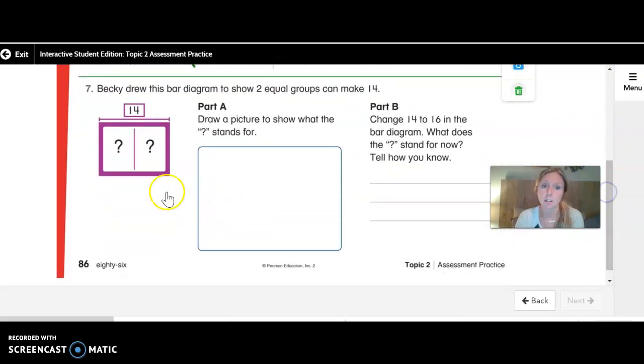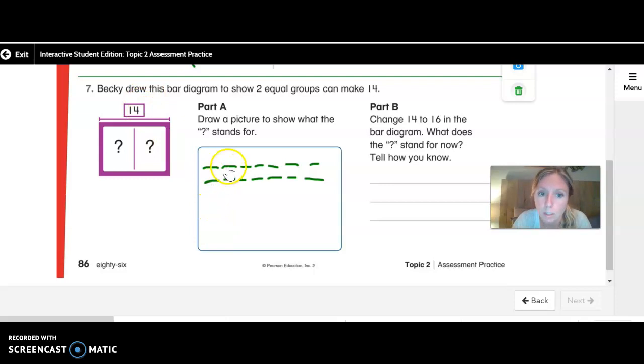Becky drew this bar diagram to show 2 equal groups can make 14. Draw a picture to show what those question marks stand for. Okay, so do we know our doubles? We can go through our doubles nice and quick if you'd like to, or we can draw a picture, okay? So let's think of 2 parts that equal 14. So let's count our way up. We can do 1, 2, 3, 4, 5, 6, 7, 8, 9, 10, 11, 12, 13, 14. Okay, so we know whatever these 2 numbers are equal 14.